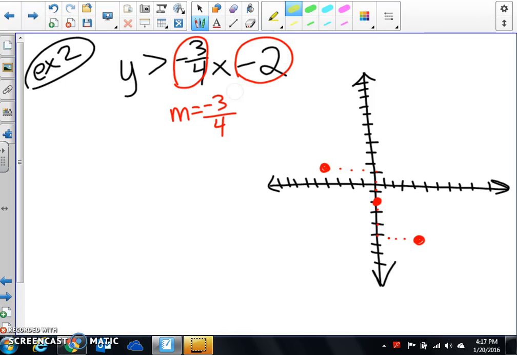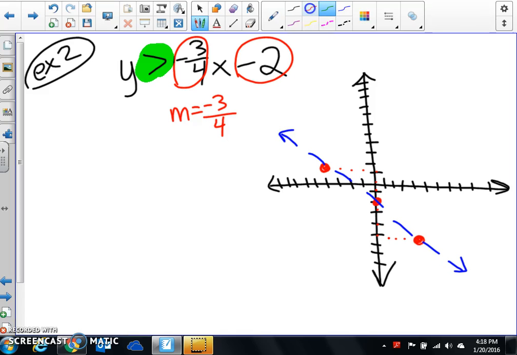Now I have to look at my inequality. That is just greater than. So it's going to be a dashed line. I know that's not perfectly straight, but it is what it is. So it's going to be a dashed line.